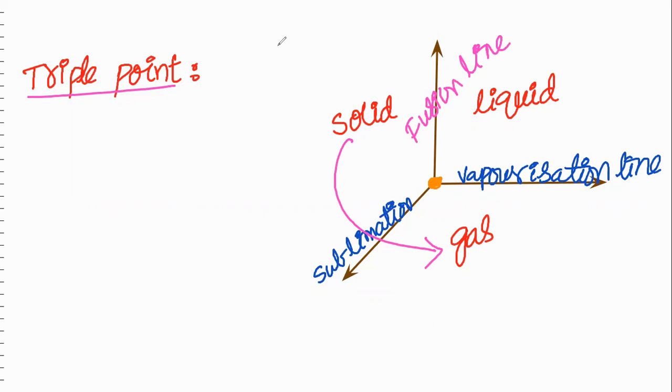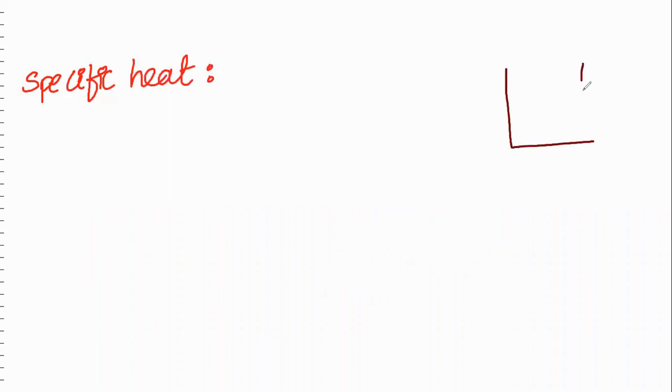Next, when we take specific heat, it is the amount of heat required to increase the temperature of the unit mass of the substance by 1 degree. Let us suppose this is the substance. I want to increase its temperature by 1 degree centigrade. To increase this temperature, I have to supply a certain amount of heat. dQ is the amount of heat I have to supply to it.